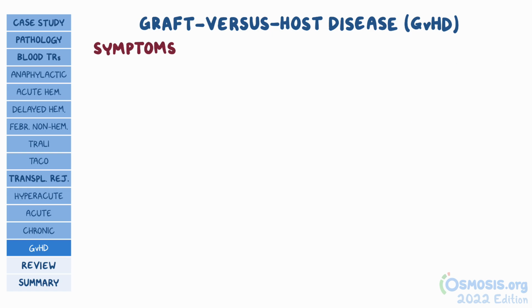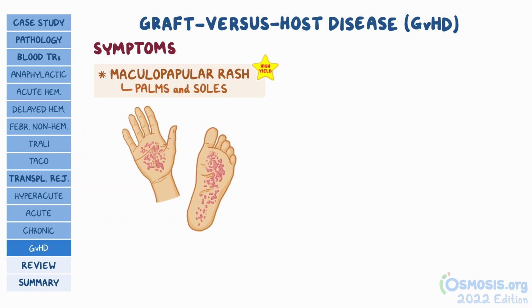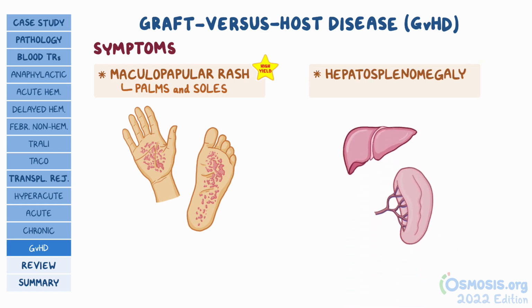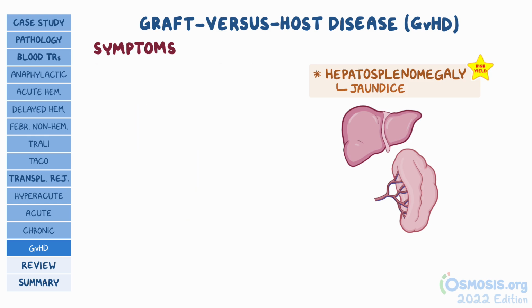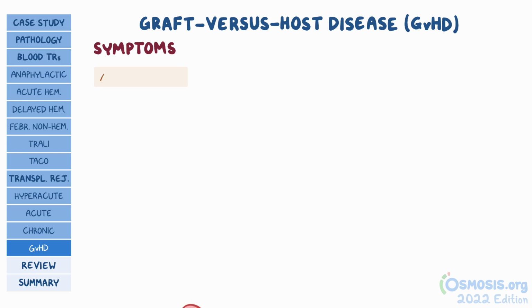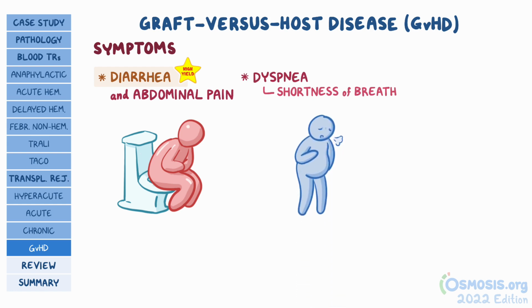Symptoms of graft versus host disease can include maculopapular rash with red and raised lesions, and most often involves the palms and soles. In addition, individuals may often develop hepatosplenomegaly, or enlarged liver and spleen, associated with jaundice or yellow skin. Graft versus host disease may also frequently cause diarrhea and abdominal pain. Less frequently, chronic graft versus host disease can affect the lungs, causing dyspnea or shortness of breath, as well as the muscles, causing muscle cramps and weakness.